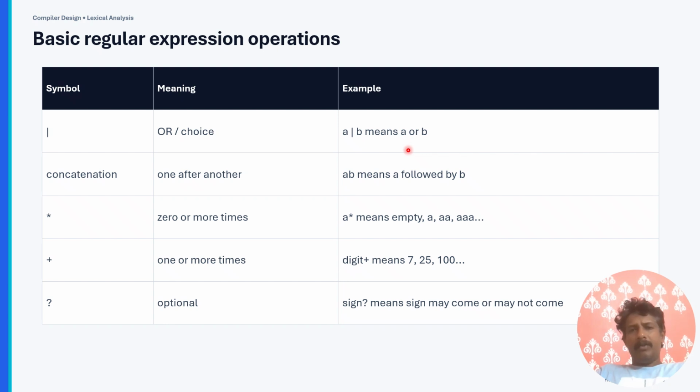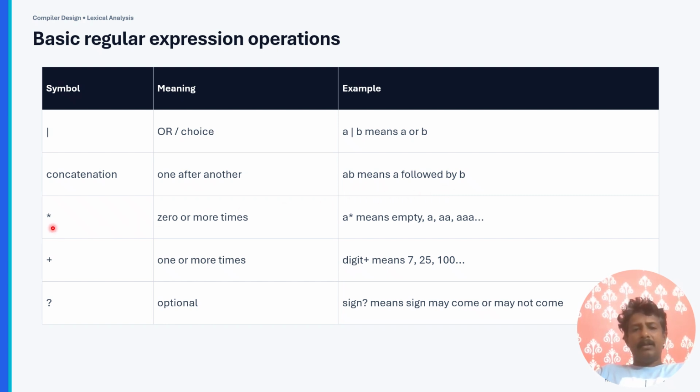Either A or B. Okay. Concatenation means one symbol followed by other symbols. For example, look at the example here. AB means A and B, so A is followed by B.